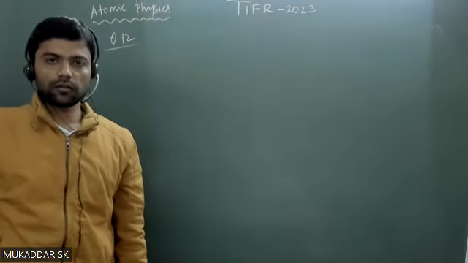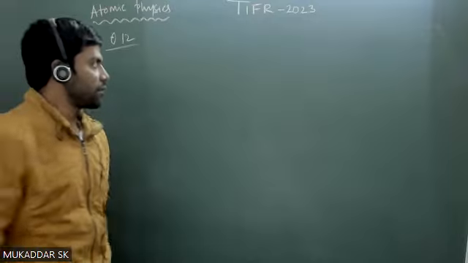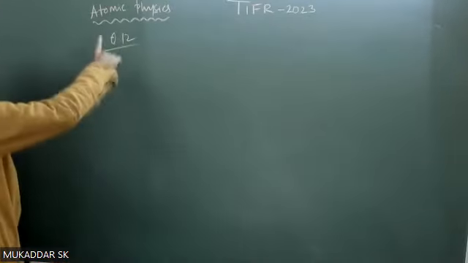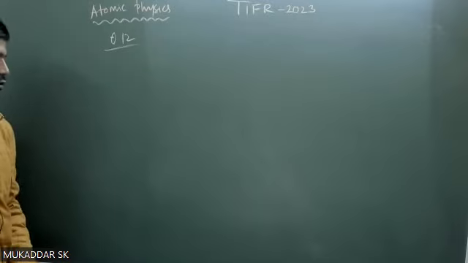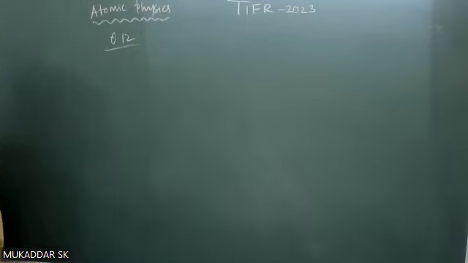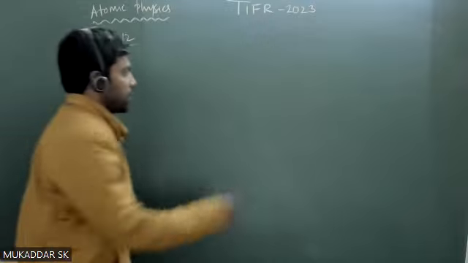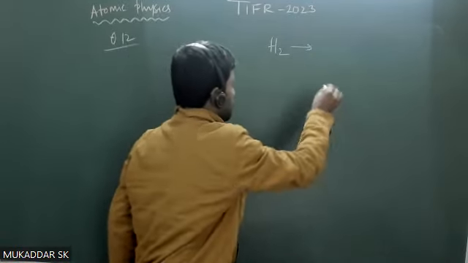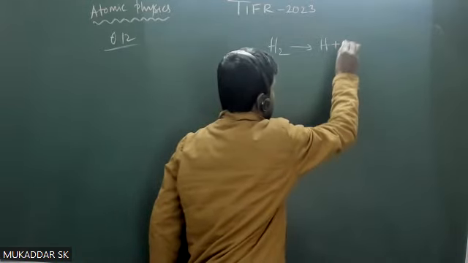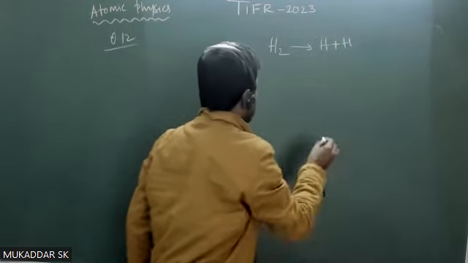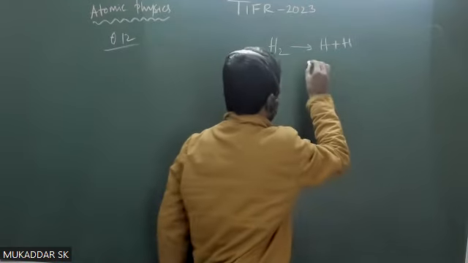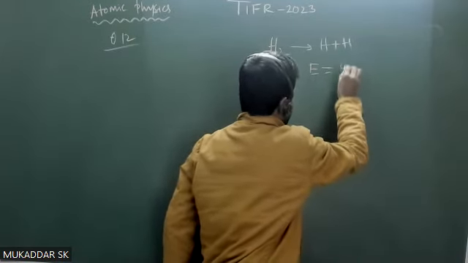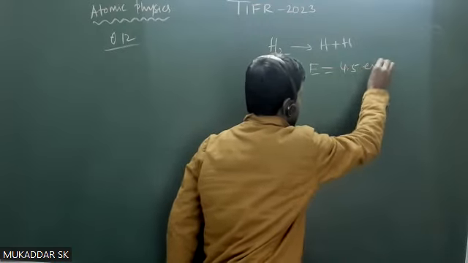Friends, today we are going to solve a question from TIFR 2023, and this is part of atomic physics. In that question they have given the minimum energy required to dissociate a hydrogen molecule into two atoms. That energy requirement is given, that is 4.5 electron volts.